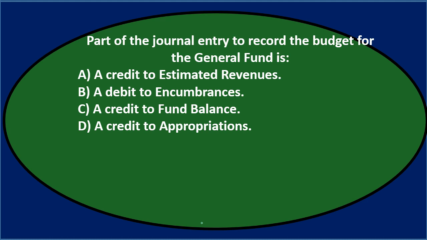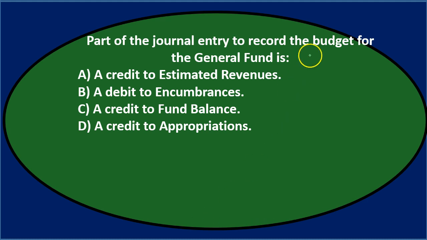Part of the journal entry to record the budget for the general fund is either A, a credit to estimated revenues, B, a debit to encumbrances, C, a credit to fund balance, or D, a credit to appropriations. Let's go through this again using the process of elimination. Part of the journal entry to record the budget for the general fund is.